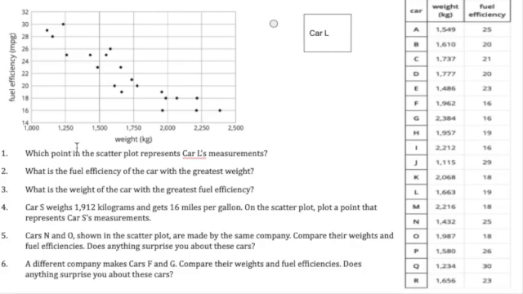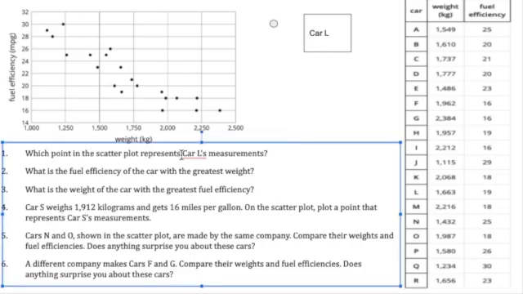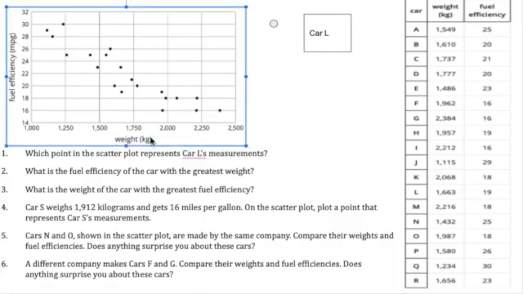So, which point in the scatter plot represents car L's measurements? So where's car L? Well, here, okay, so I've got the scatter plot, and it's measuring weight, and it's measuring fuel efficiency.